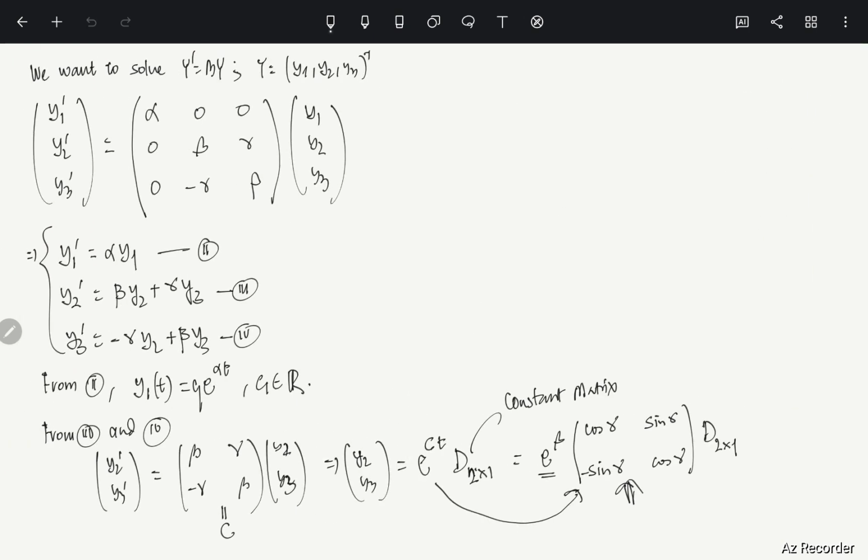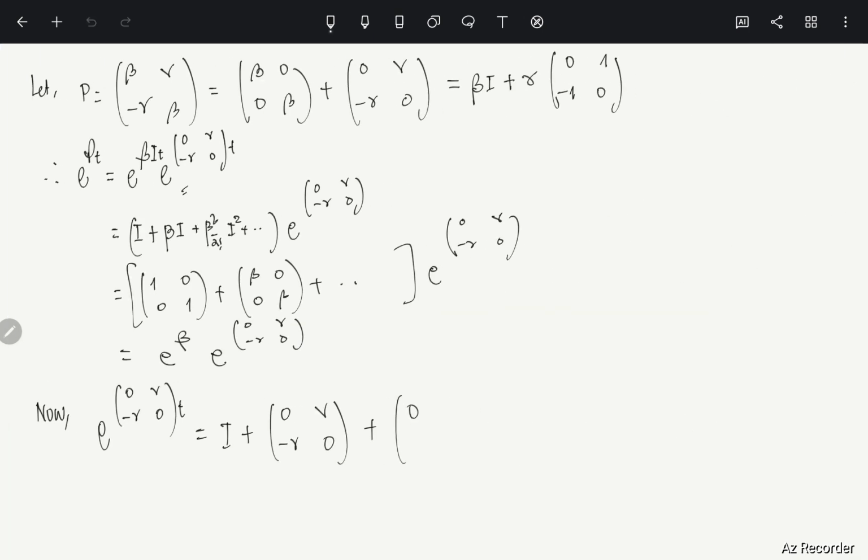One second, I think I made a mistake here. Yeah, I forgot to write the t part. So it is beta t, gamma t. This t part is there, I forgot to write it, so please keep that in mind. But anyway, you do understand what is happening, right? So here it goes on like this, this times t, this times t. That part I forgot, but you do understand what I'm trying to say.